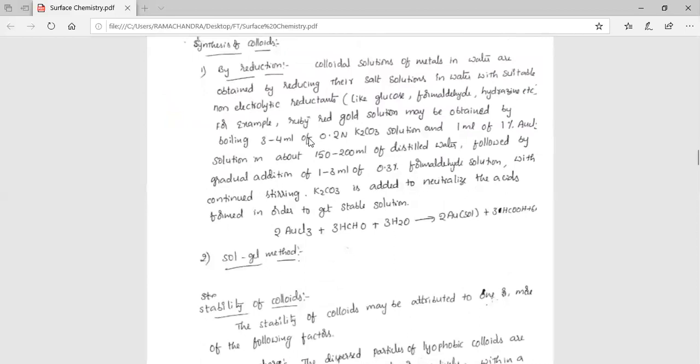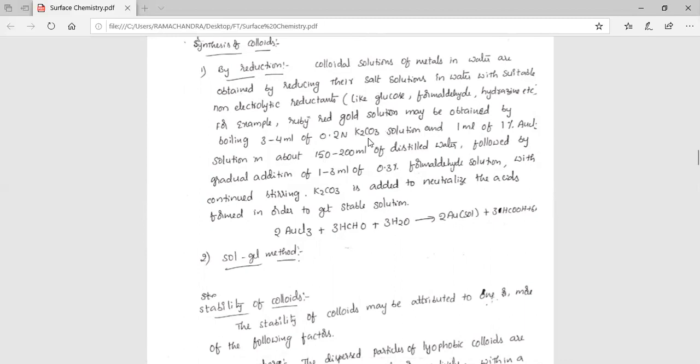So let's see the synthesis of colloids. By the direct reduction method, we use non-electrolytic reductants to synthesize the colloids. So here we use AuCl3 and formaldehyde and water, and we get colloids.